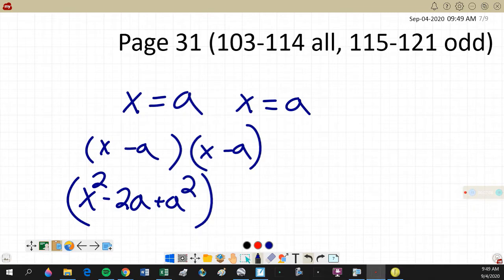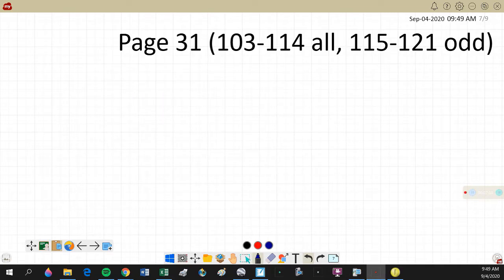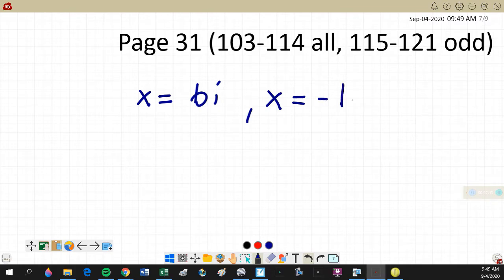Okay. Write a quadratic equation that has bi as a root. This is a little bit harder. So x equals bi, and what would the other one be? Well, can you have just one imaginary root? No. They always come in pairs, and those pairs are always conjugates. So if bi is a root, then negative bi has to be a root. Why? Well, I'm about to show you.